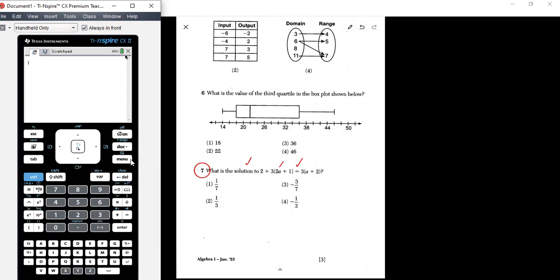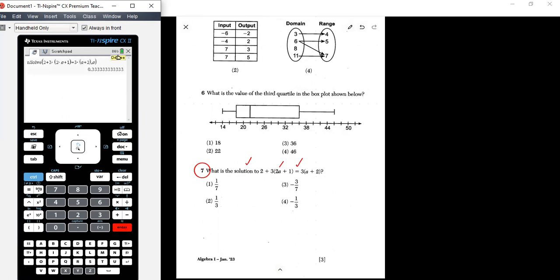So it's going to be menu 31. And then you just type in the equation. So it's going to be 2 plus 3 parentheses 2a plus 1, close the parentheses, equals 3 times parentheses a plus 2. And then once you do that, close the parentheses. And the last thing you always do is going to be comma, and whatever the variable is that you're solving for. In this case, this example is a, so you would put that.